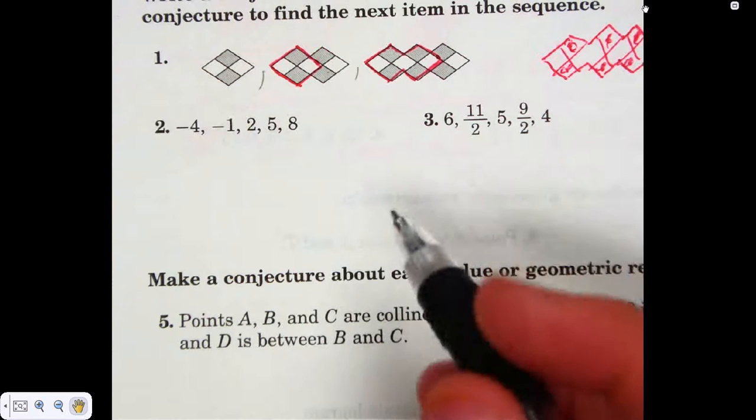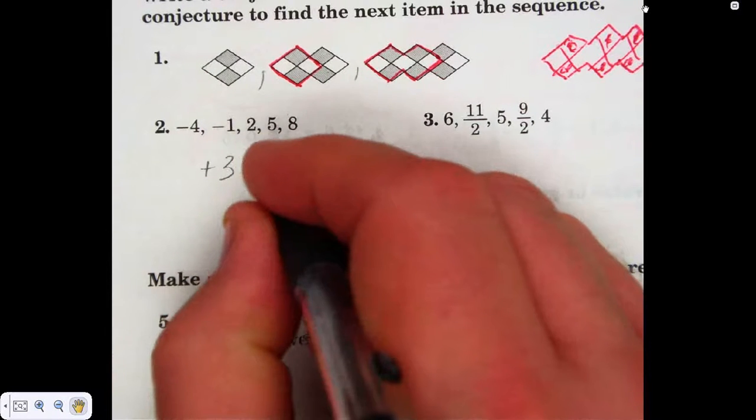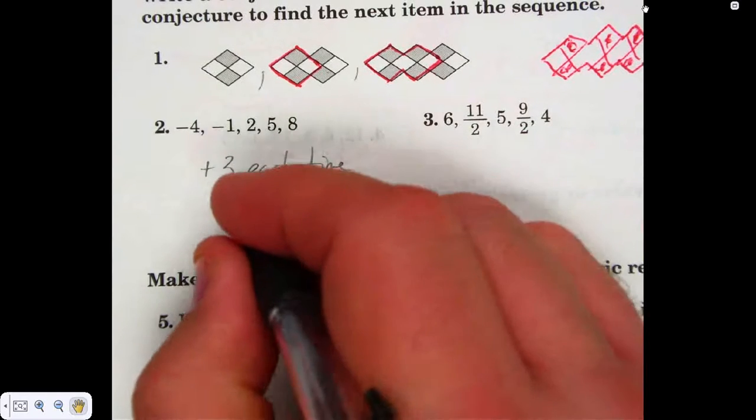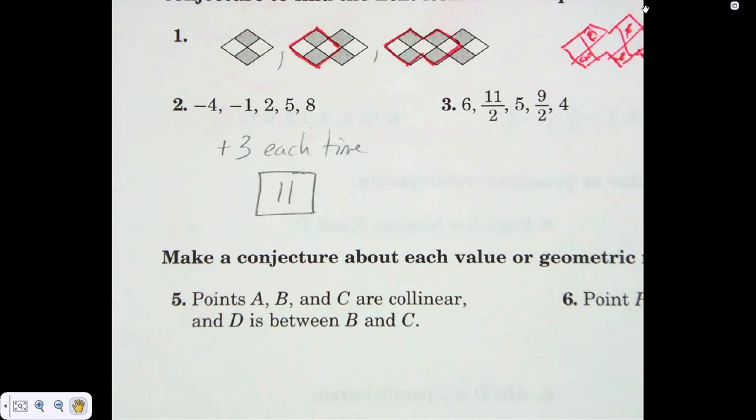So what's our pattern here? If they ask what you're doing here, you say add 3 each time, right? And if they wanted the next term in the sequence, it would be what? 11. Correct? Because we're adding 3 each time. What would the next one after that be? What about this next one?